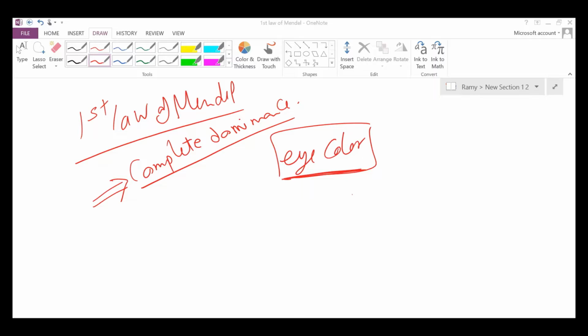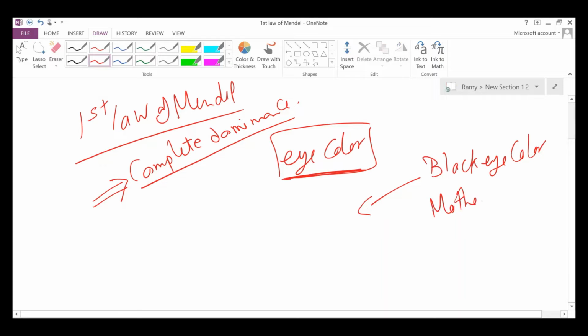We said we may get, let's say, black eye color from the mother, and green eye color from the father, right? So one allele from the father, one allele from the mother. We must get one allele from the father and one allele from the mother.